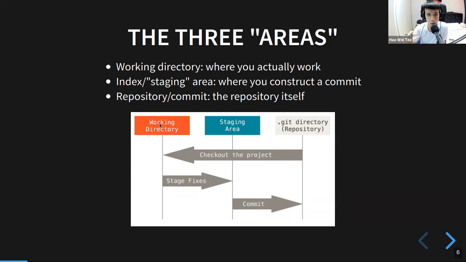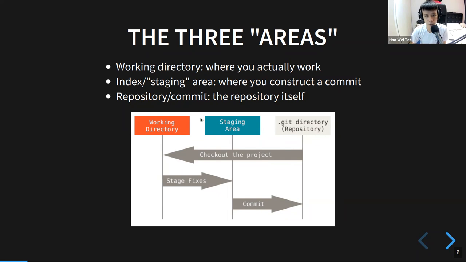The files that you write in, the files you modify, that's all in the working directory. And then you have the so-called index or staging area. This is where you construct a commit. If you want to commit a file, you first put it in the staging area, or you put all the stuff you want to commit into the staging area. That's where you stage a commit. And then once you're ready to commit it, you will commit, and then that will go into the Git repository itself.